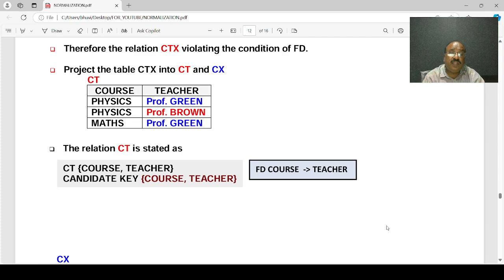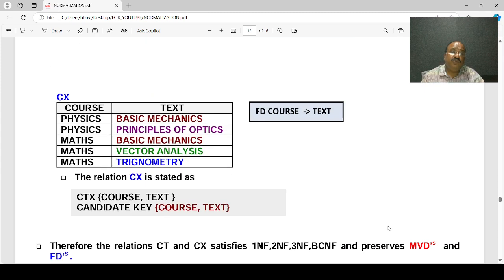But I am able to identify the candidate key. Physics Green, not repeated. Physics Brown, not repeated. Maths Green, not repeated. I am able to identify the candidate key, but I am not able to identify a key. So in this context, we can say that CT doesn't enforce any functional dependencies. But CT is in BCNF because the key is course, teacher and the determinant is course, teacher. The determinant and key are the same. So I can say that CT is in BCNF, but it doesn't have any functional dependencies. So FDs are not possible.